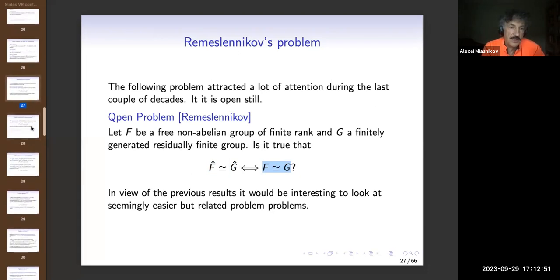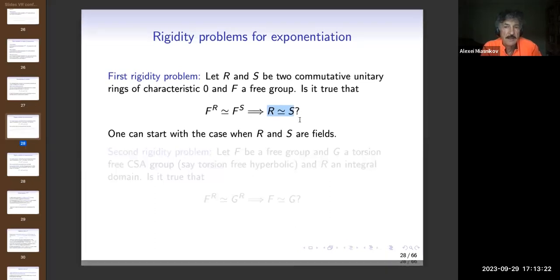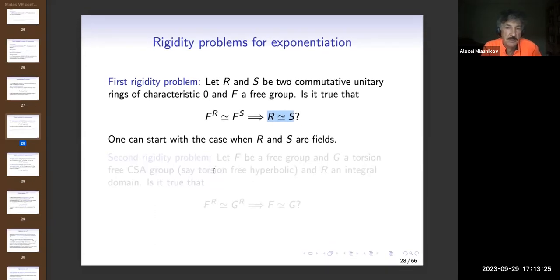You can try something which is easier, I believe. These are rigidity problems for exponentiation. So you have two commutative unitary rings of characteristic 0. Maybe fields if you want. Suppose tensor completions of F by these rings are isomorphic. Does it imply that the rings are isomorphic? So it's rigidity of tensor completion.